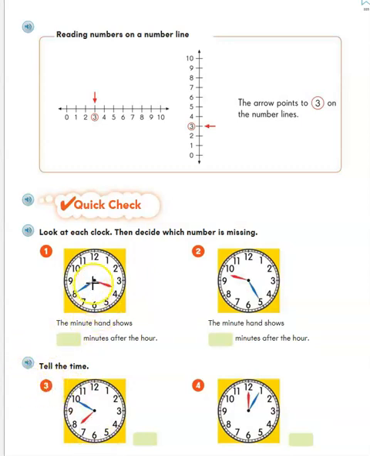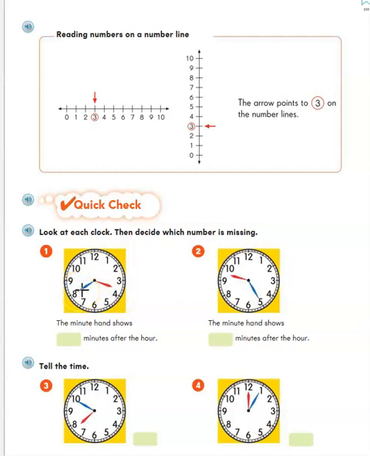So let's look at number 1. We're just going to figure out which number is missing from the sentence at the bottom. So it says down here, the minute hand shows blank minutes after the hour. Our hour hand is the short one. It's in between the 3 and the 4, which tells us that the hour is still 3 because it's not at the 4 yet. And our minute hand's way over here on the 8.